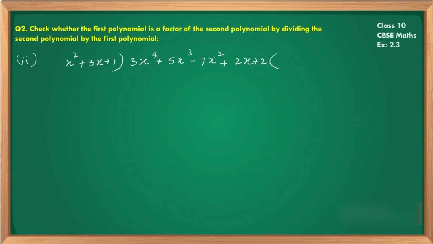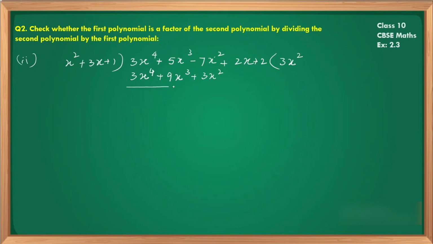We have 3x to the power 4, but in the divisor we have only x square. So you have to multiply with 3 and then x square. 3x square into x square gives you 3x to the power 4. Now the same 3x square you have to multiply with the rest of the terms. 3 into 3 gives you 9x cube plus 9x cube. The same 3x square multiply with plus 1, you get 3x square plus 3x square.